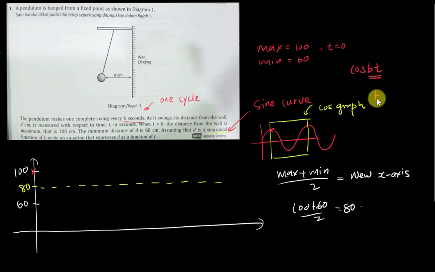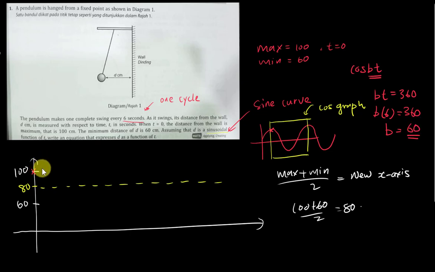So the bt must always equal to 360. So bt here equals to 360, and we know one complete cycle is 6 seconds. So I can find my b value quite easily by substituting 6 into the time here, because 6 is the time equal to 360. So my b equals to 360 divided by 6, which is 60. Therefore I will have 60t here.